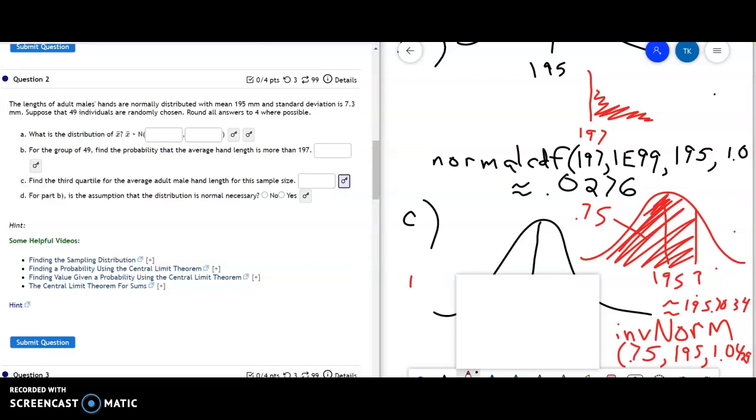Okay, so those are the 2 things you're going to be using in this chapter. You're going to be using the normal CDF and the inverse norm. The only thing different from chapter 6 again is that if you're dealing with a group of data, you have to use the standard deviation divided by the square root of n.